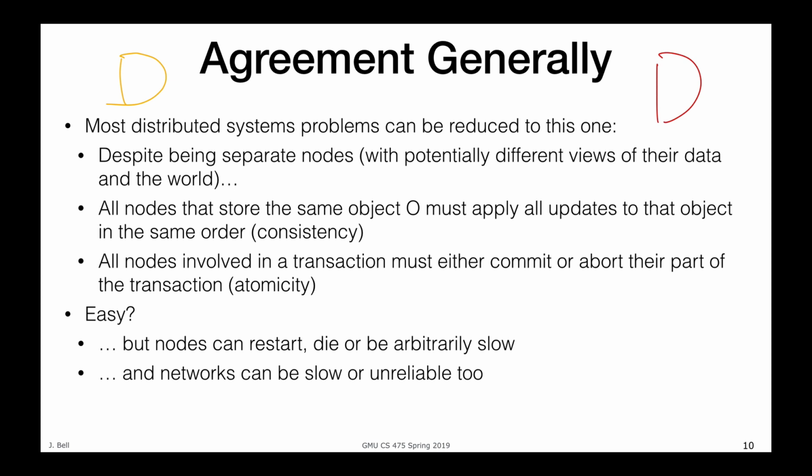If we're going to be having some shared data, let's put our x equals 5. And I've got these two machines, they still need to be seeing this same object and seeing updates to that object in the same order. And all nodes that are involved in a transaction must either commit or abort. They're part of that transaction. That's the atomicity.